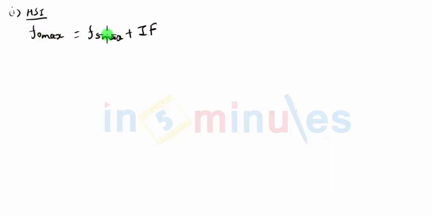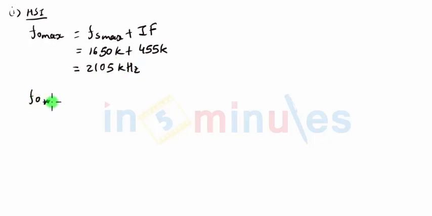In this case, FO and Fs both are at their maximum values. Fs max is nothing but 1650 kilohertz. IF is a constant intermediate frequency value which is 455 kilohertz. So if you solve this, FO maximum comes out to be 2105 kilohertz.